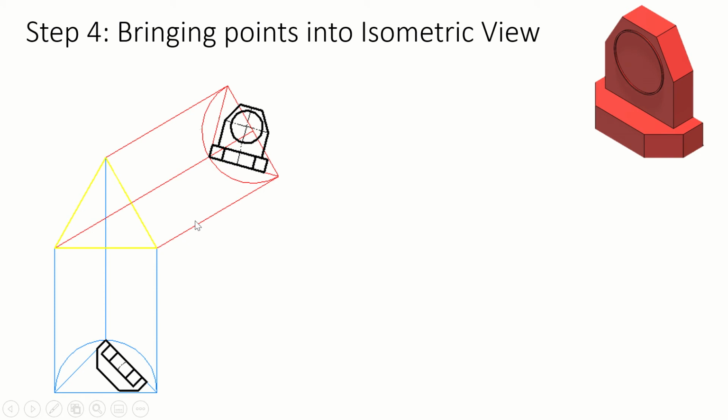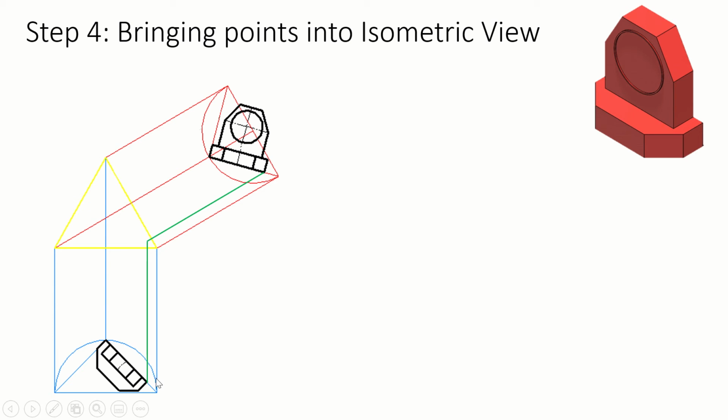Now that we've drawn the elevation and the plan, we can begin to construct the isometric view. So just another prompt for teachers: we're going to have to tell the students to label all the points, because there will be an awful lot of lines in this question, as I will show you in the end.